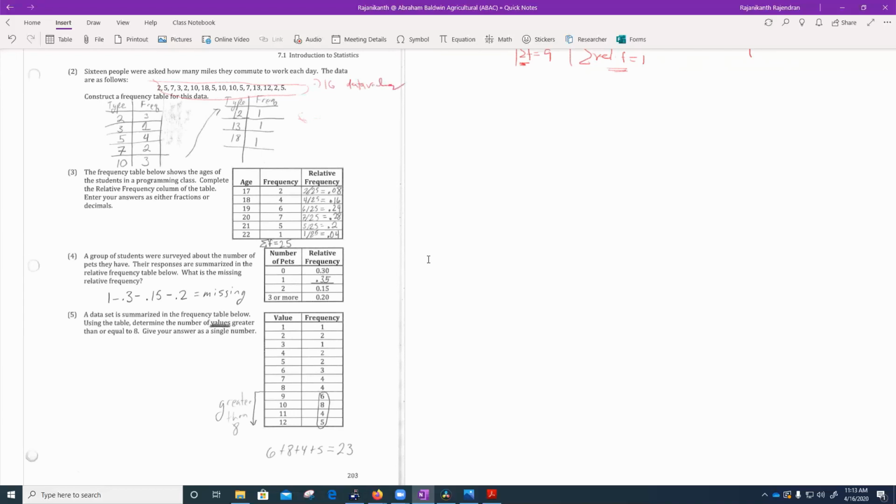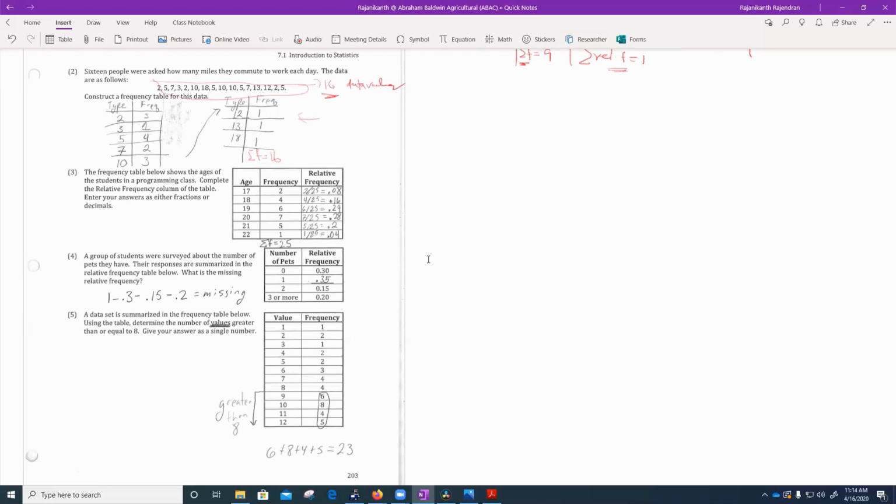You are asked to make the frequency table. Remember, you need to arrange in order. So 2, 3, 5, 7, 10, 12, 13, and 18, the different values. You are counting how many times each value occurs. 2 occurs 3 times, 3 once, and so on, right? If you want, you could make the total here and check. If you add all the frequency numbers, you should get 16. 3 plus 1, 4, 4 plus 4, 8, 8 plus 2, 10, 10 plus 3, 13, 14, 15, 16. Yes, I'm correctly getting 16 data values, right?